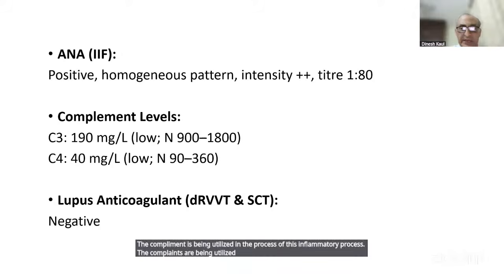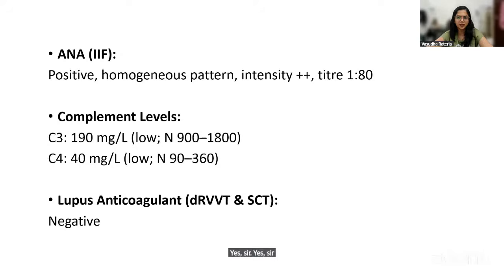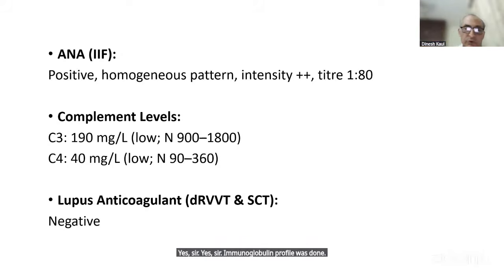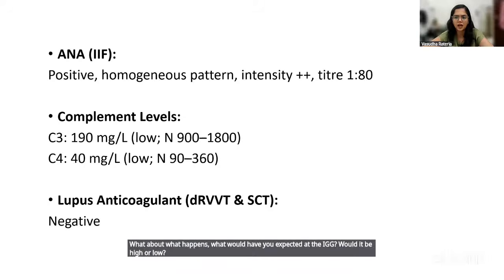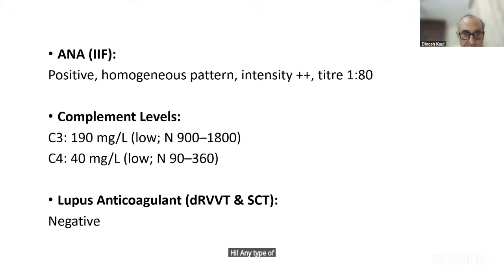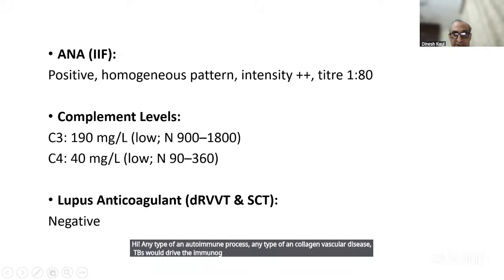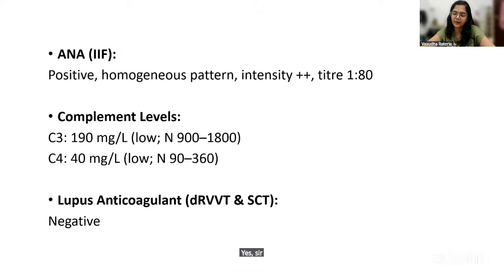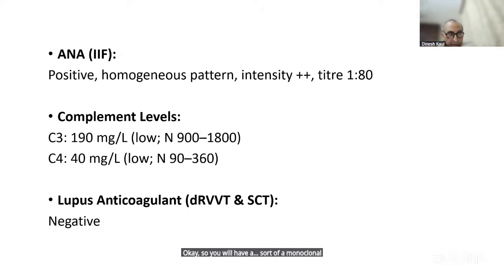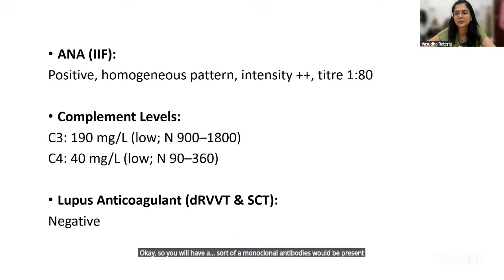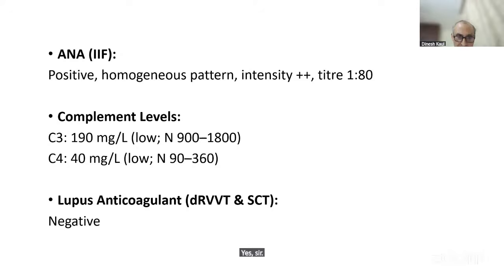Have we done any immunoglobulin profile, IgG, IgM or IgA? Yes, sir, the immunoglobulin profile was done. What would you have expected at the IgG? Would it be high or low? Higher. Yes, sir. Any type of autoimmune process, any type of collagen vascular disease would drive the immunoglobulin IgG high up. So you will have a sort of monoclonal antibodies elevated. Lupus anticoagulant was negative.